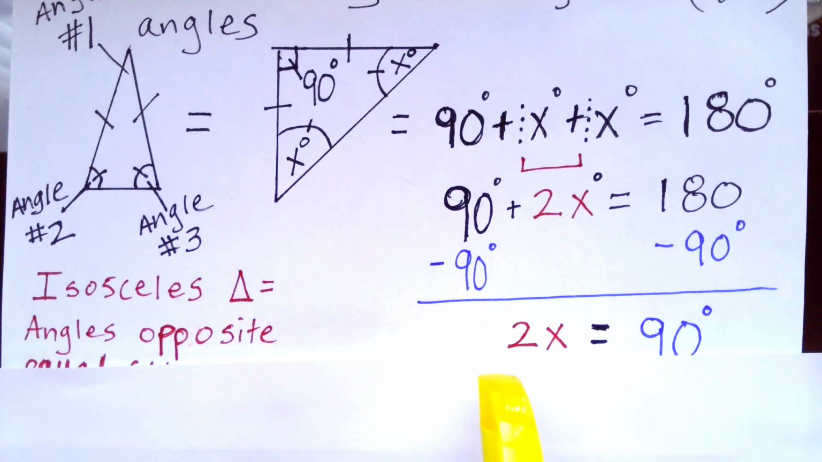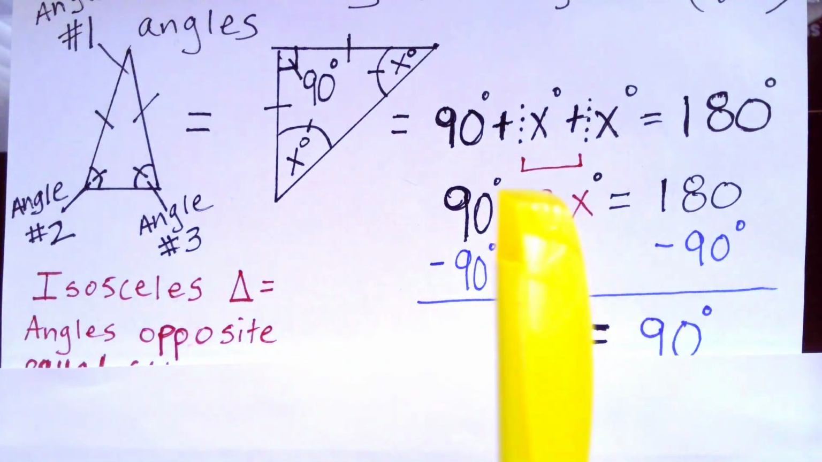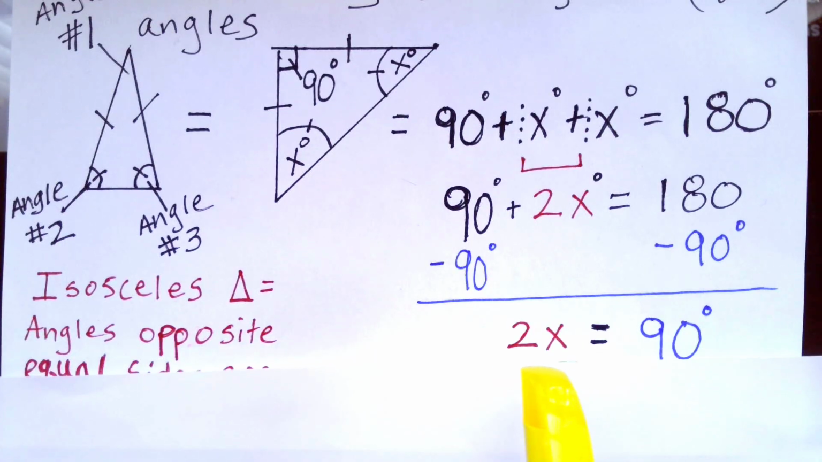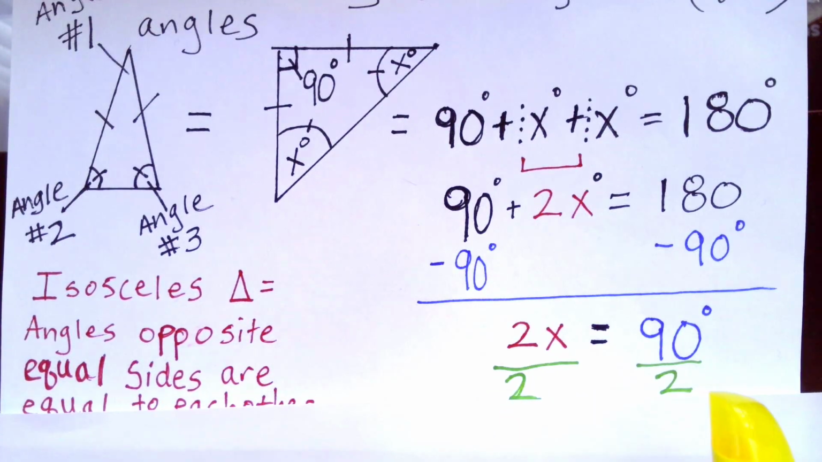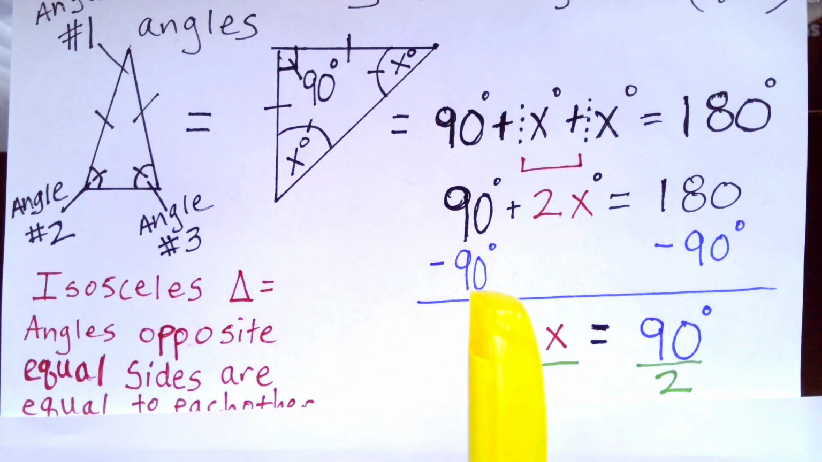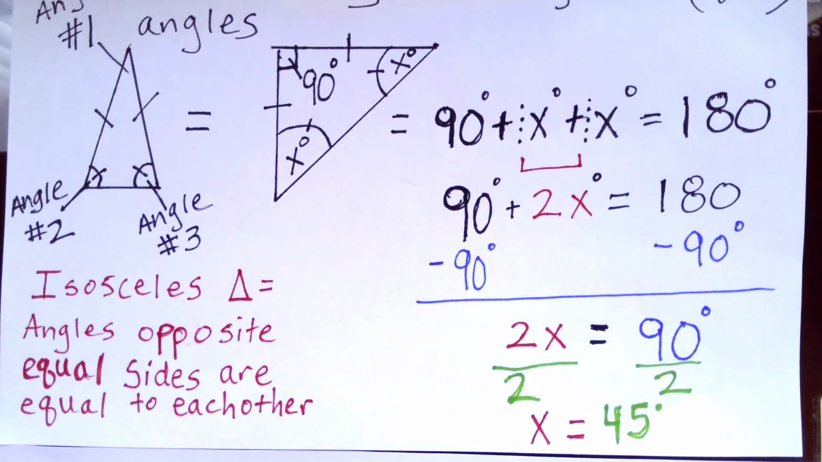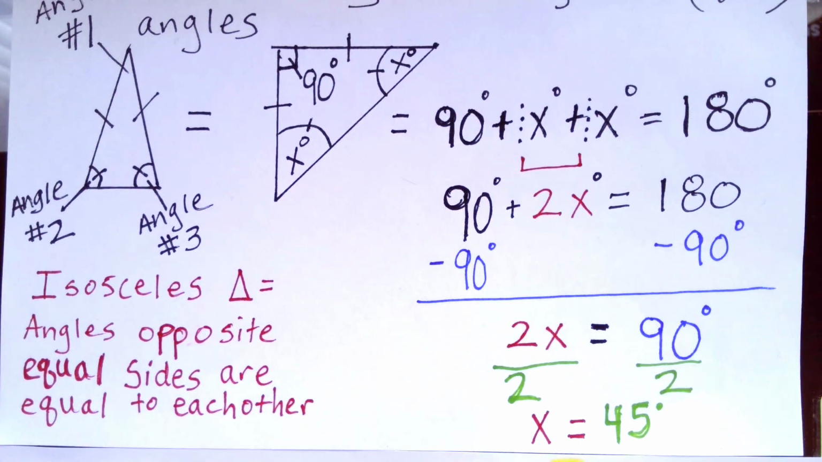Another way to look at this is, what number would divide into 2 that turns it into that invisible 1, or 1x? Well, the opposite of multiply is to divide. If I divide both sides of the equal sign by 2, that gets my x all by itself, right? And so I'm going to do that. What you do to the left side, you've got to do to the right side of the equal sign. Got to keep it balanced. 2 divided by 2 is x. 90 divided by 2 is 45. So now you've got x all by itself. You can see here 45 degrees is equal to x.